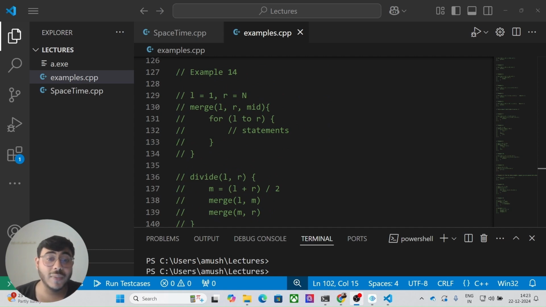Then we move on to the final example of our show, which is a quite famous example. We can see that L starts from 1, R goes up to N. Then we have a merging function. The merge function has some loop that starts from L and goes up to R and has some constant statements. And then we have a function known as divide. Divide also goes from L to R, and we calculate L plus R by 2, basically the mid. Then for L to M and M to R, we call merge.